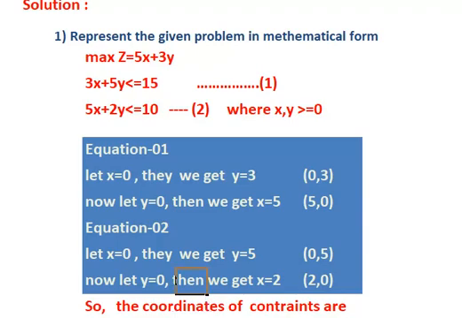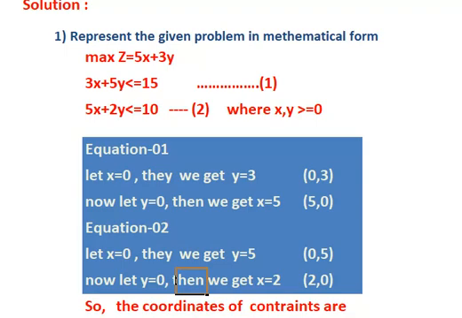The solution looks like this. If I take x equals 0, then we get y equals 3. If I assume y equals 0, then we get x equals 5. Look at equation number 1. Equation number 1 talks about 3x plus 5y is less than or equal to 15. So it gives us a solution of the two coordinates 0, 3 and 5, 0.